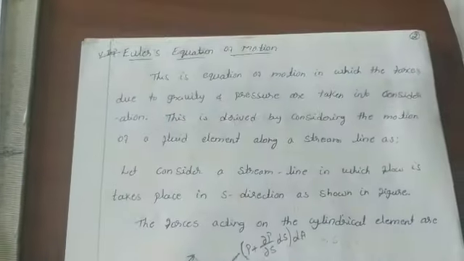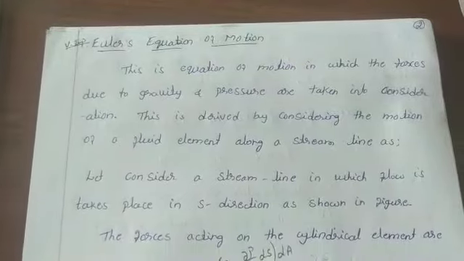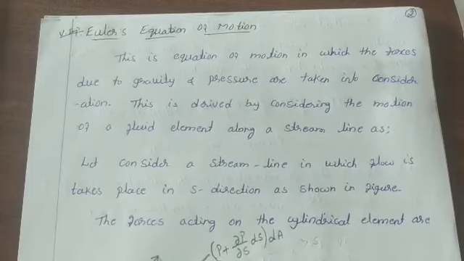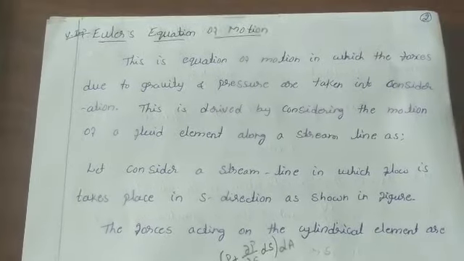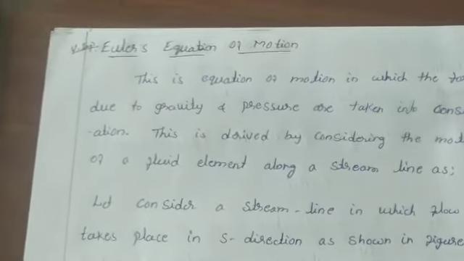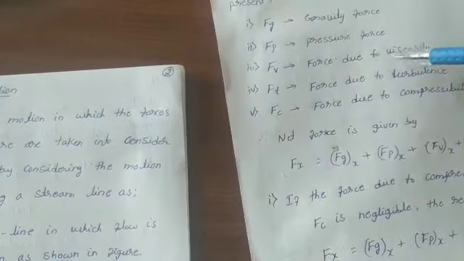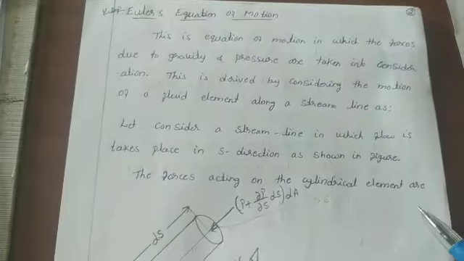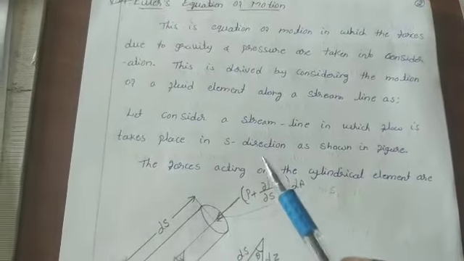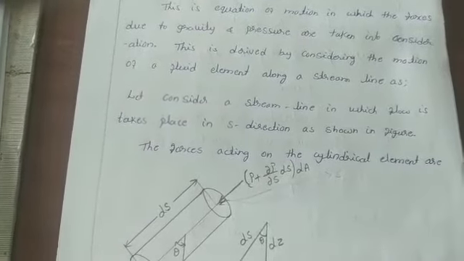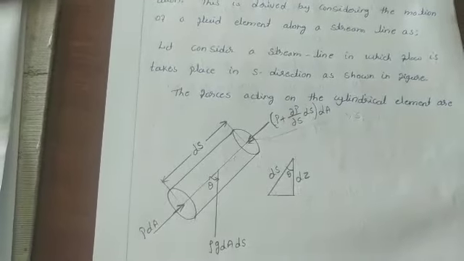For fluid dynamics, in this equation of motion, only the forces due to gravity and pressure are taken into account. So in Euler's equation of motion we take only the gravity force and the pressure force into account, and the viscous forces go to negligible. Hence we have to derive it considering the motion of the fluid element along the streamline, which means the flow is in the same direction.